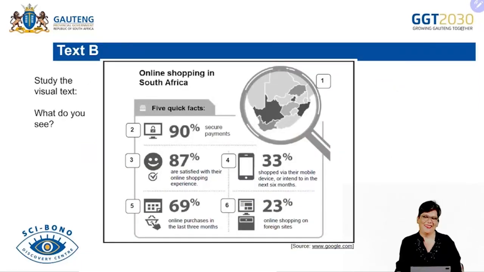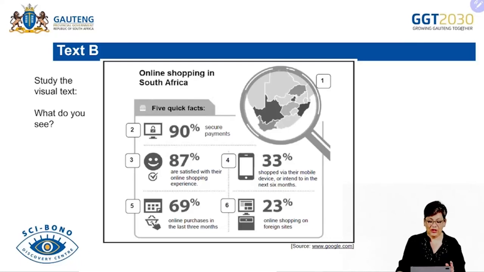Okay, so let's try another one. Here's online shopping in South Africa. And my biggest question to you is, what do you see? So I'll just quickly read through this with you. And while I'm reading, see if you can pick up important things. So it says, online shopping in South Africa, 5 quick facts.